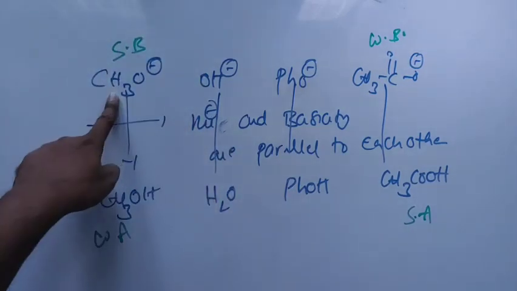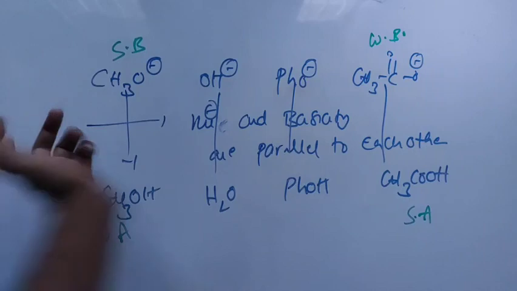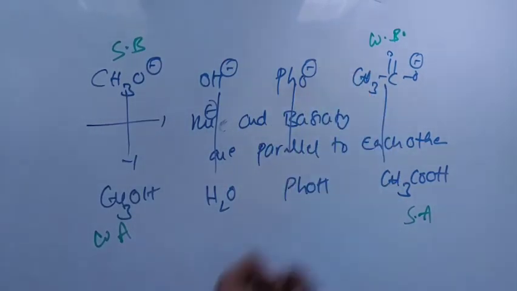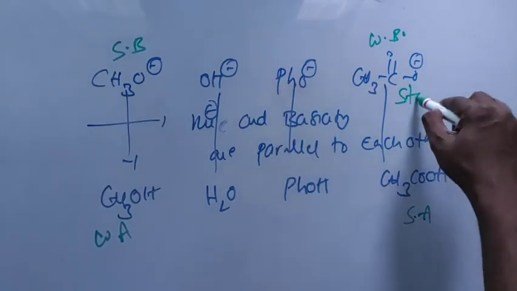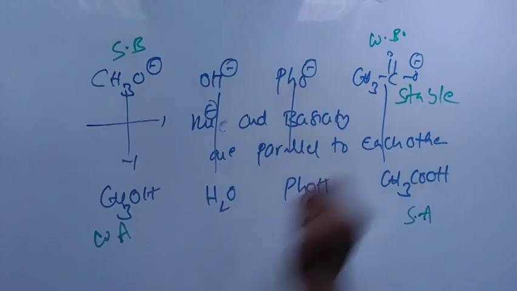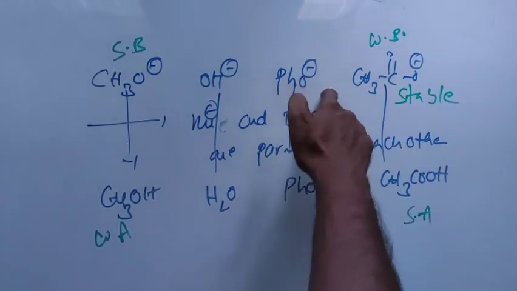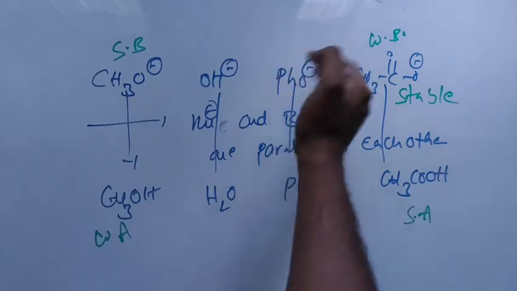Therefore, the basicity of methoxide ion is the greatest among all these, whereas the basicity of the acetate ion is the least. This is least because its acid is stronger. Then this is a stable acid. This is the stable conjugate base. This is stable because of equivalent resonating structures. This is relatively less stable than this. It has resonance, but it is not equivalent.